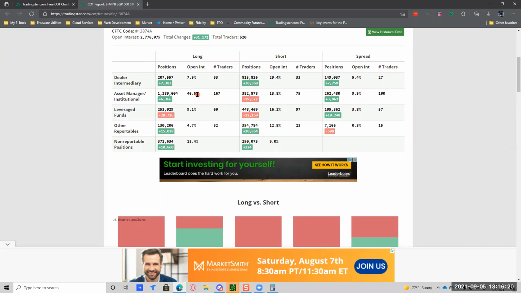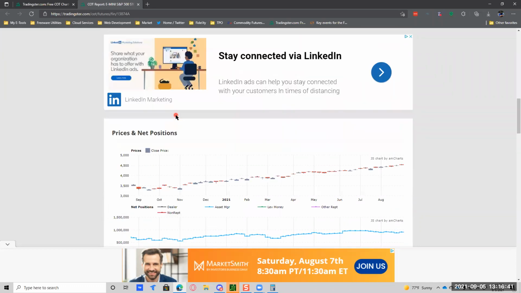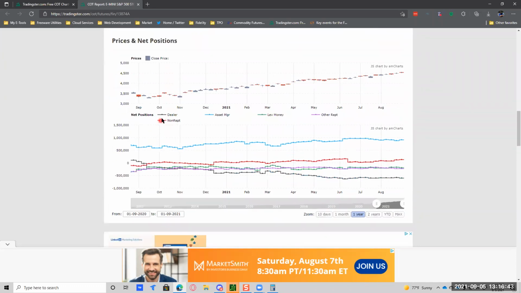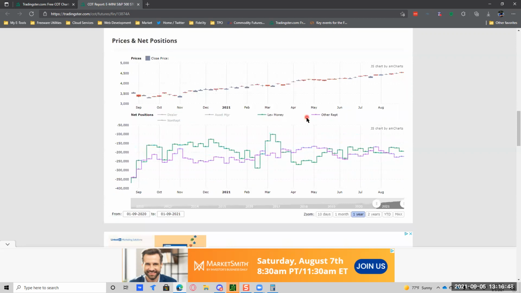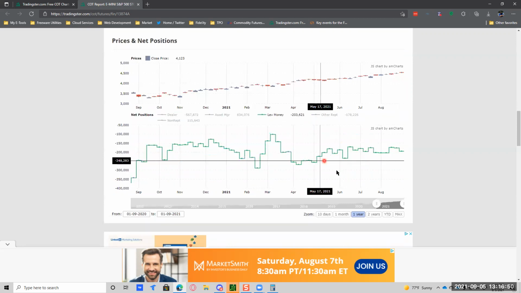And look at the other group, leveraged funds. They are net short. They took some of that short position off and they took some of that hedge off. So they're trying to reduce their overall position in the market. There are charts that we can look at. So I want to come down and look at the leveraged money. We want to visually see what they did here. So this is leveraged money.